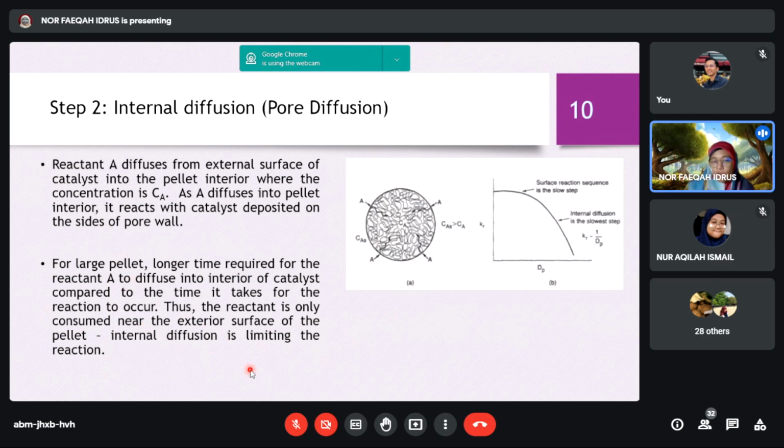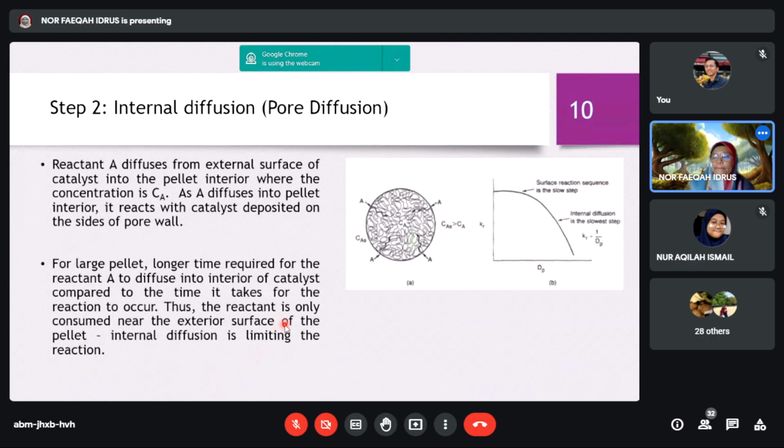But if we use a small diameter of catalyst or small size of catalyst pellet, of course lah, it will take a shorter time for the reactant A to diffuse into the interior surface of catalyst. Therefore, internal diffusion is no longer limiting the reaction. Sebab most of the reactant A already diffuses onto the interior side of catalyst.